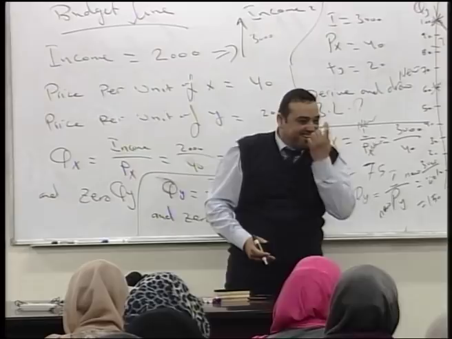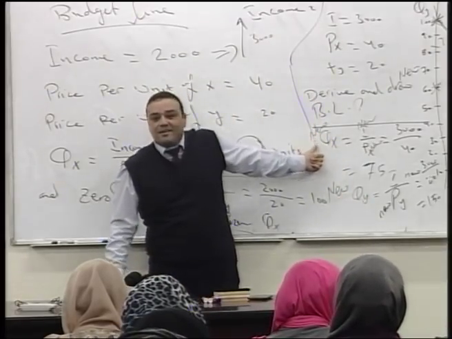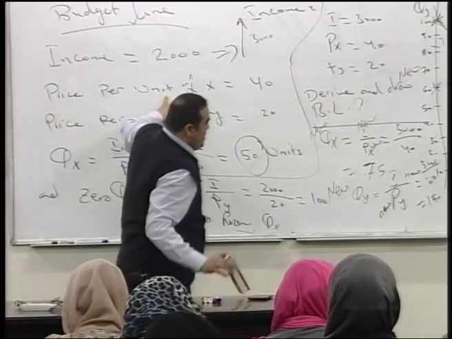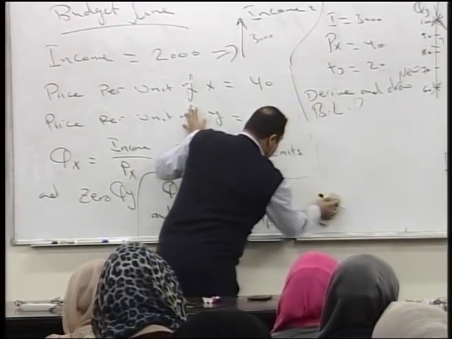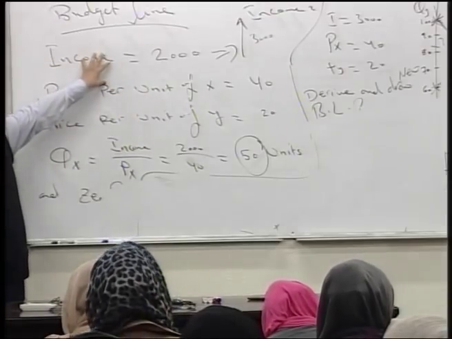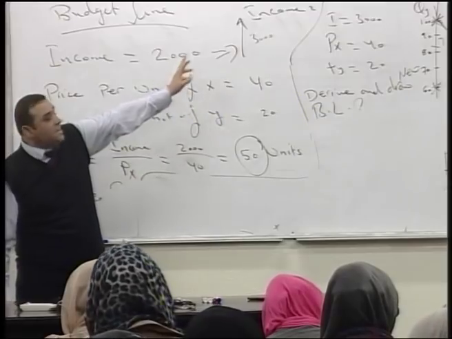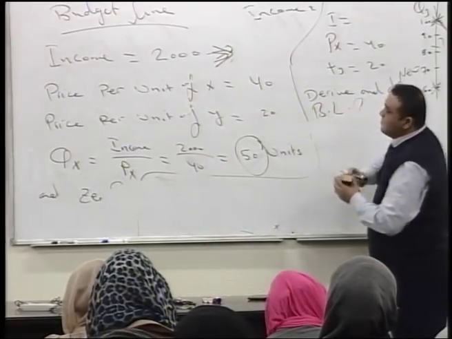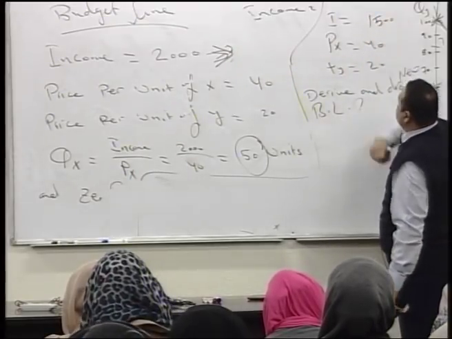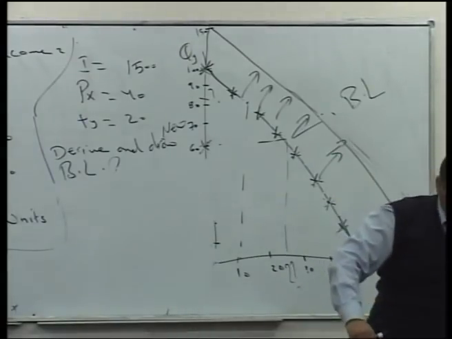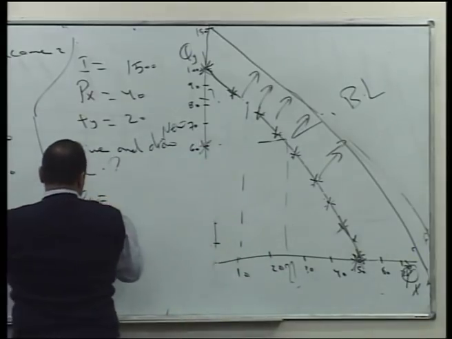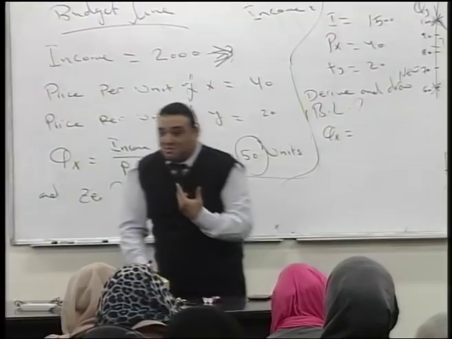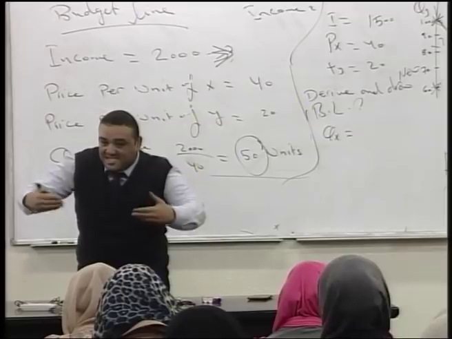If the consumer's income went down from $2,000 to $1,500 and the prices remain constant, derive and draw the new budget line. We have a new quantity of X. The question can come two, three, or ten times, but you need to understand. Don't ask me what the next question is; we are still establishing the basics.